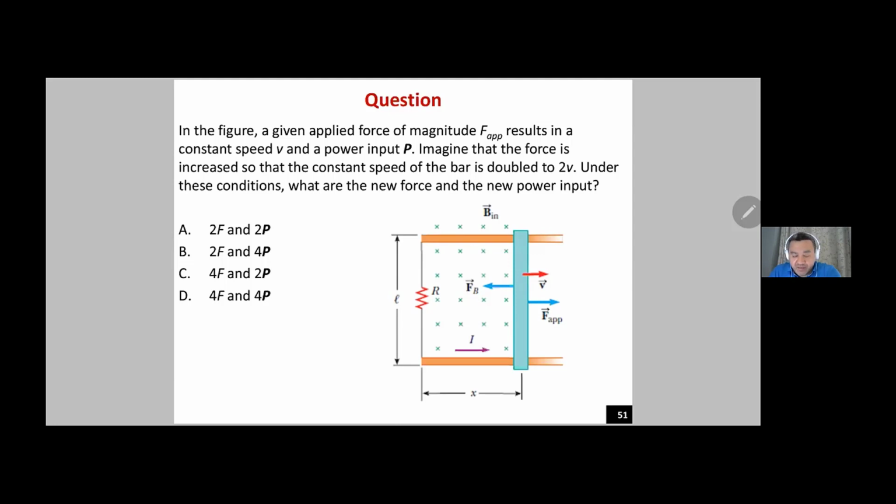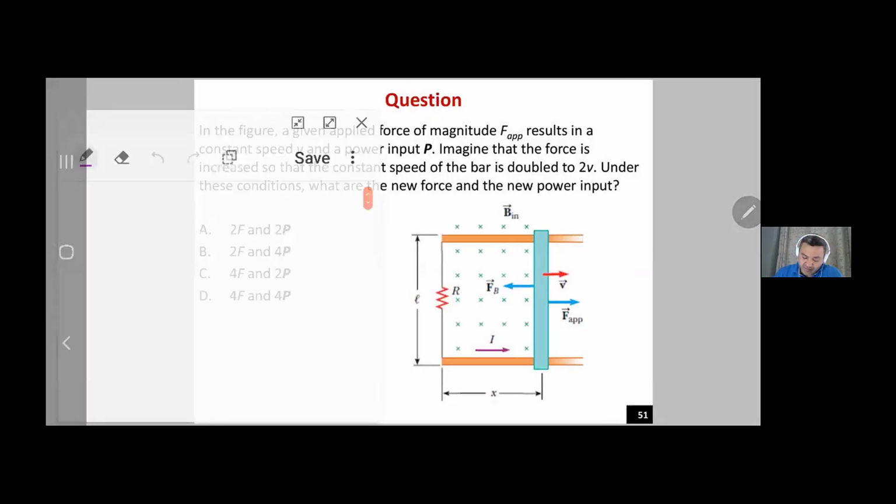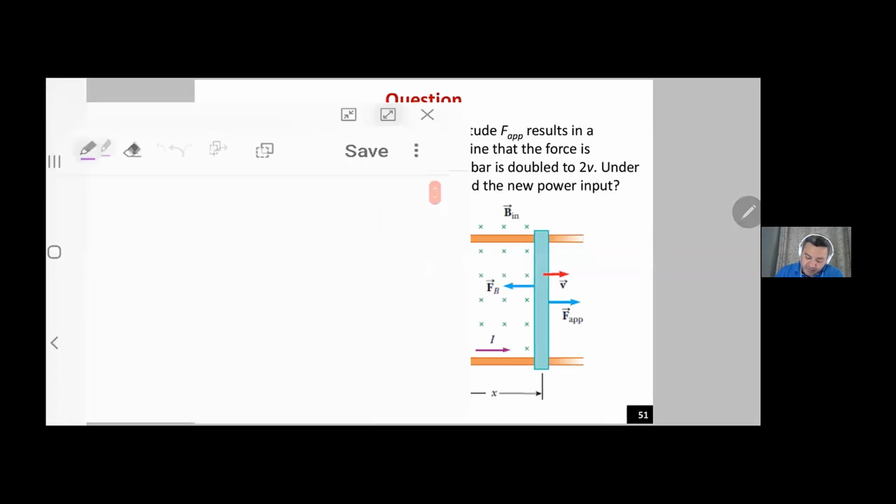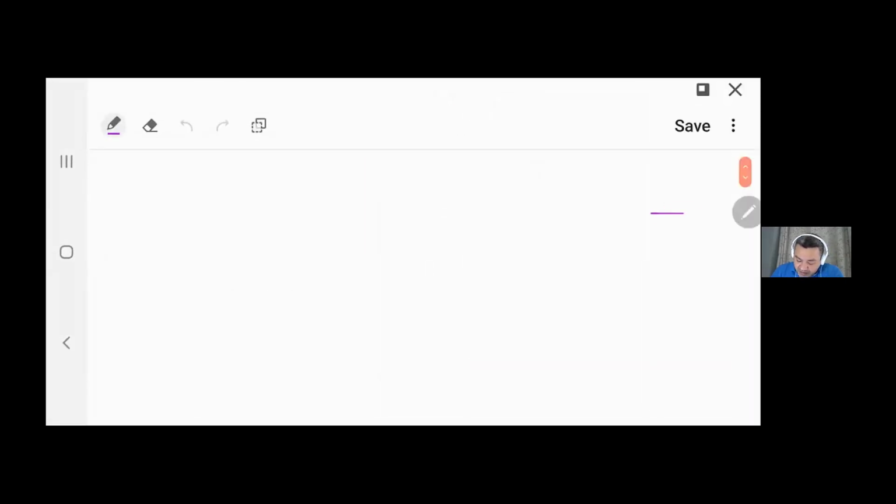So we have, as you can see here, the bar being pulled to the right with the force F_app. Then what's going to happen to the power and to the force if the speed has been doubled? So this is the same tool.